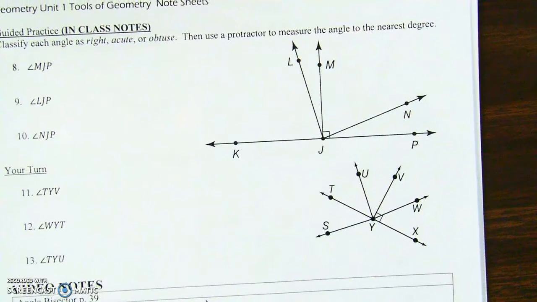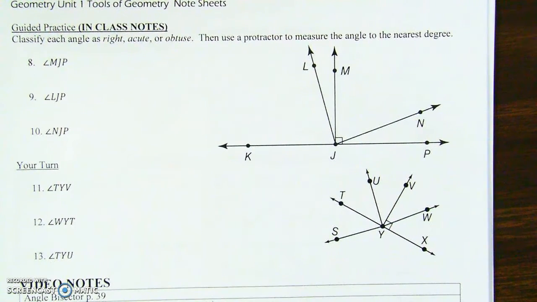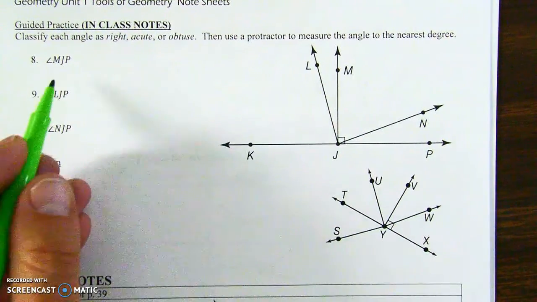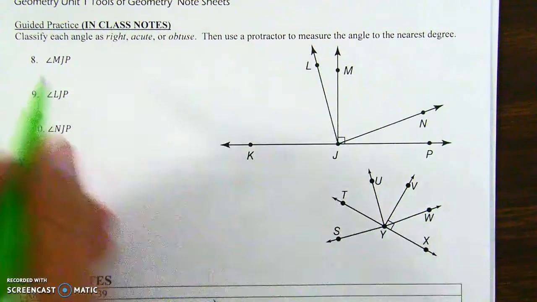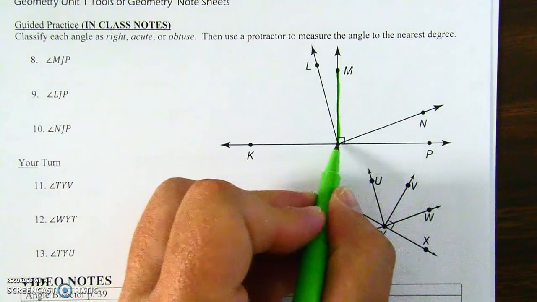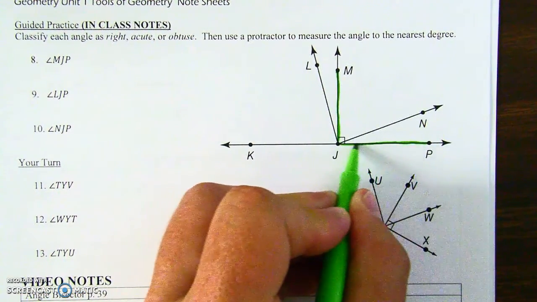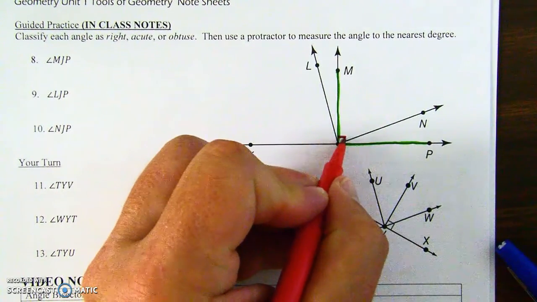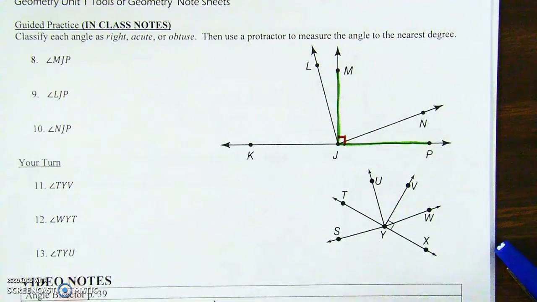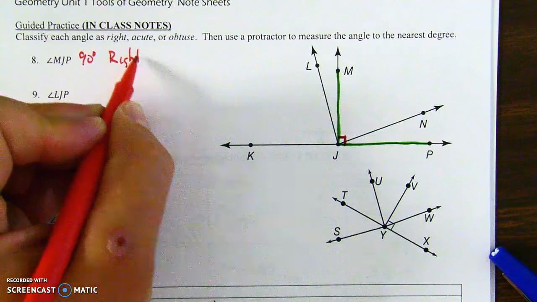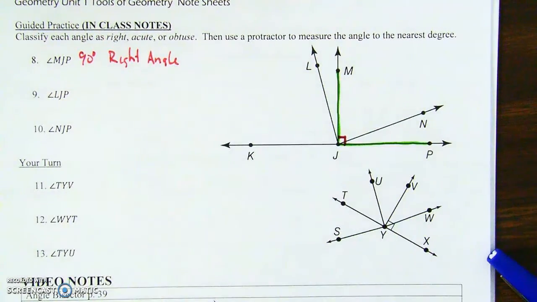Okay, let's move down here. Now we're going to start identifying these angles as either right, acute, or obtuse. Let's do these in different colors to help you out. Let's look at the first one, M, J, and P. What do you think that one is? I'm looking right here and I can see this. I'm going to highlight this so we know that it's there. It's our right angle. So guess what this one is? 90 degrees. That means it is a right angle.